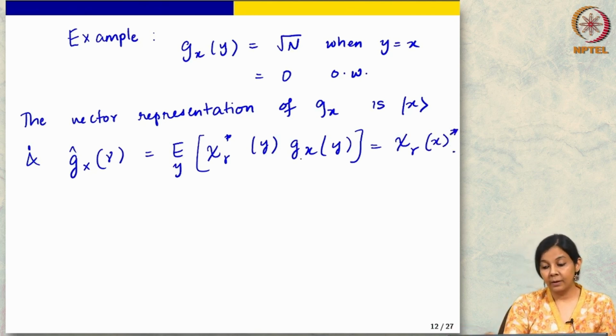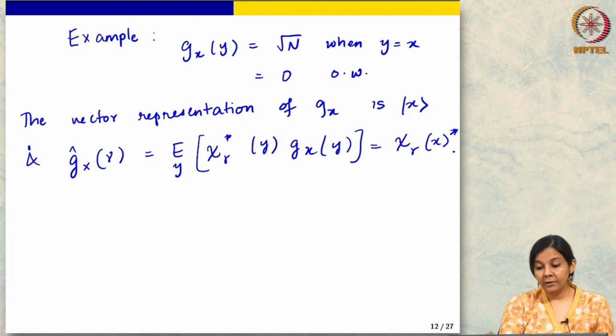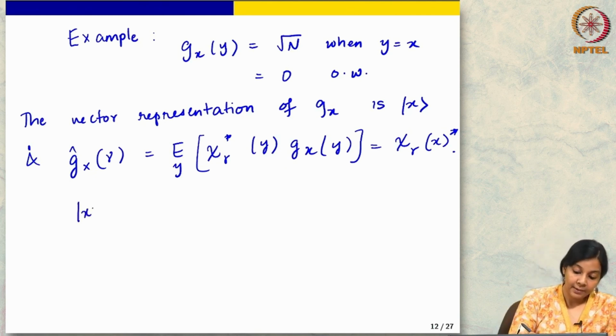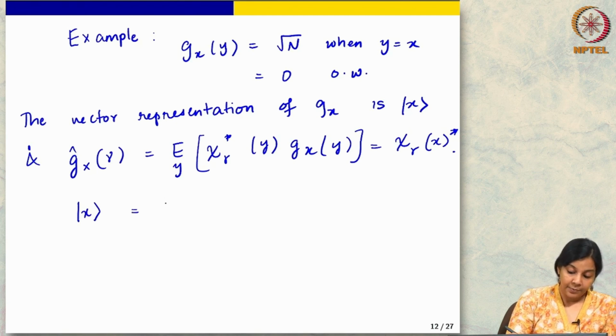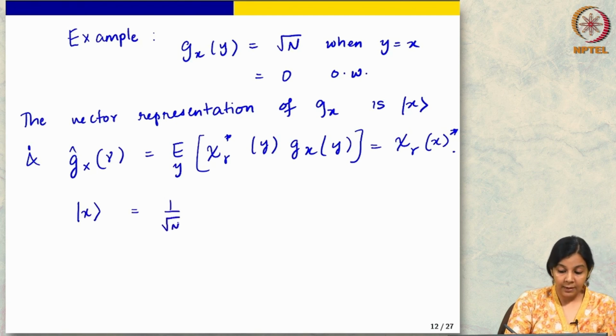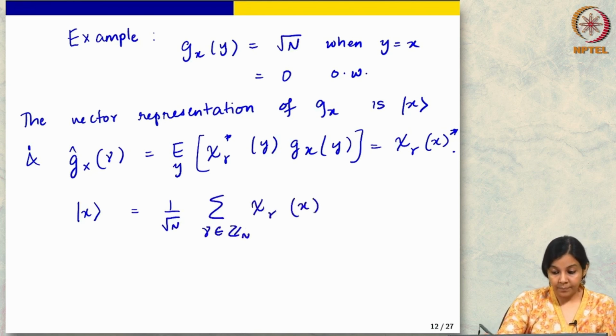This is because g_x(y) is only non-zero when y is equal to x. So basically |x> can be represented using the change of basis as this. So this is our Fourier coefficients.